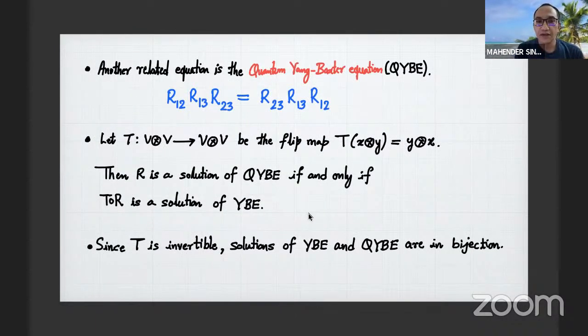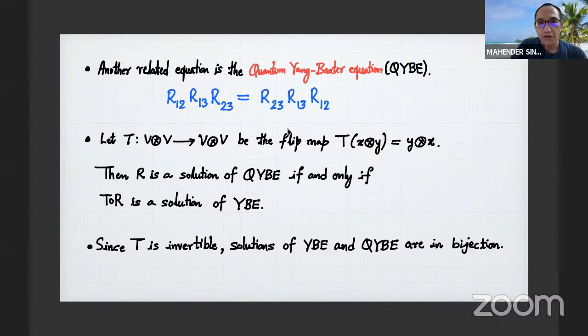There is another related equation, called the quantum Yang-Baxter equation. How does it differ from the preceding one? You have the identity that R12 composed with R13 composed with R23 is the same as the same product written in the reverse order. This equation appeared in quantum mechanics and other areas of physics. Maybe I will make a comment on that later.